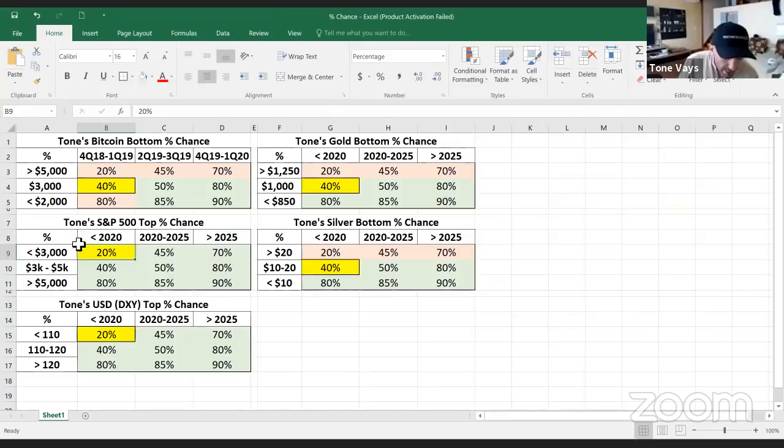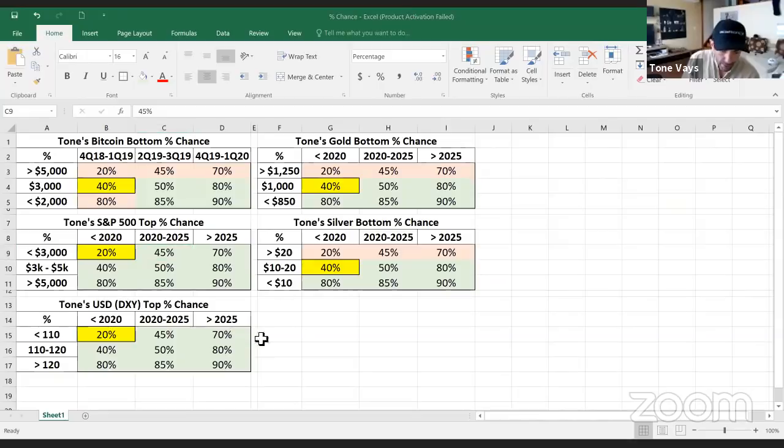So what are the chances that the S&P has topped? I think there is only a 20% chance that the S&P is going to top below $3,000 and this decade, okay? After that, the percentage goes up, because eventually you have recessions, right? Like nothing goes up forever. The stock market does not go up forever. It also goes down. Now let me flip screen share again before I go on with the numbers.